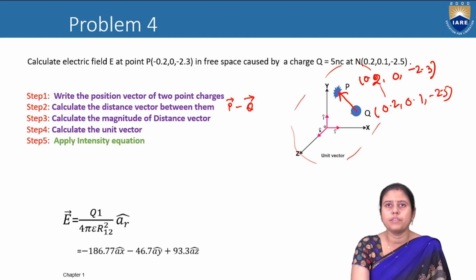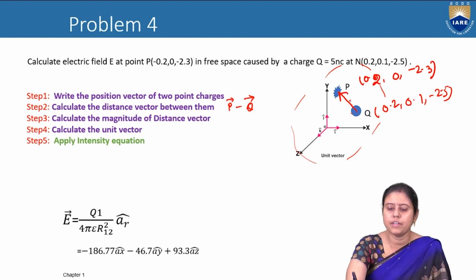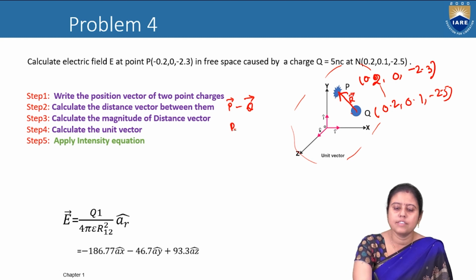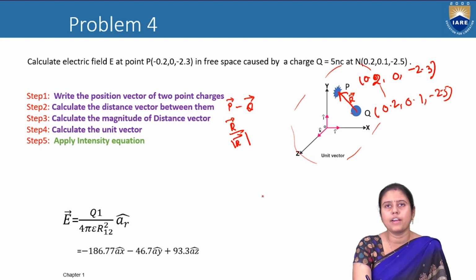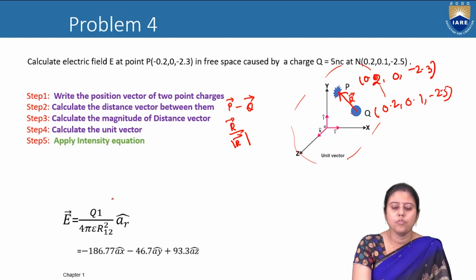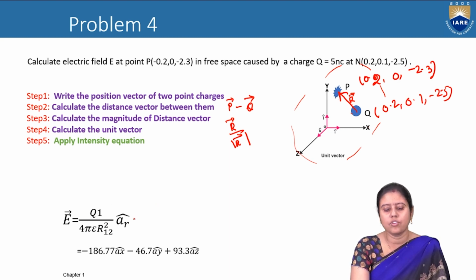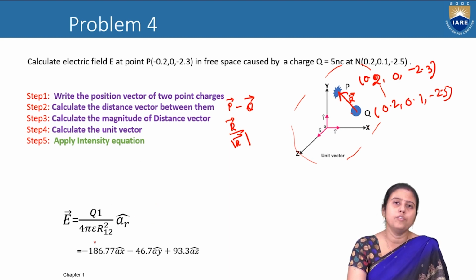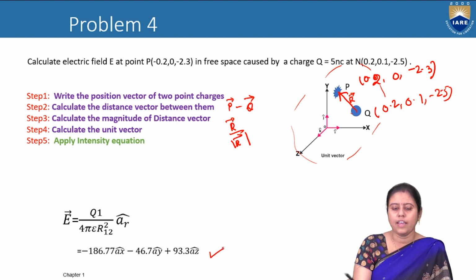Calculate the magnitude of the distance vector. Next, calculate the unit vector. We know the unit vector means if the distance is R, it is R by mod R. Calculate the unit vector and apply the intensity: E is equal to Q by 4 pi epsilon R square AR. And if we put the value, we will get 186.77 AX minus 46.7 AY minus 93.3 AZ.